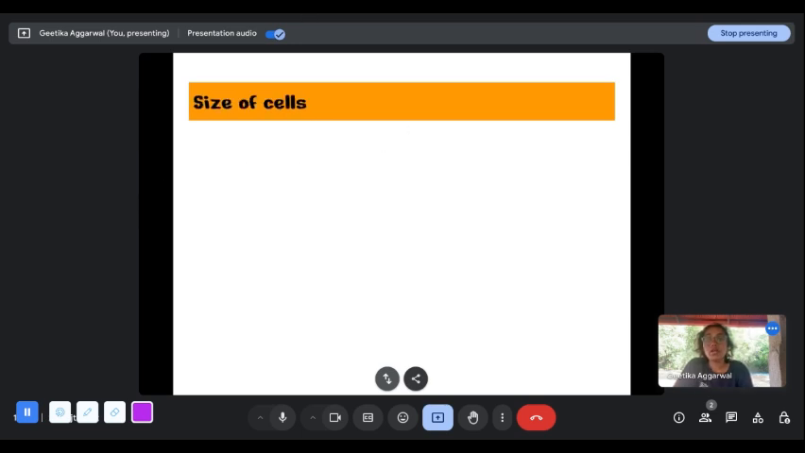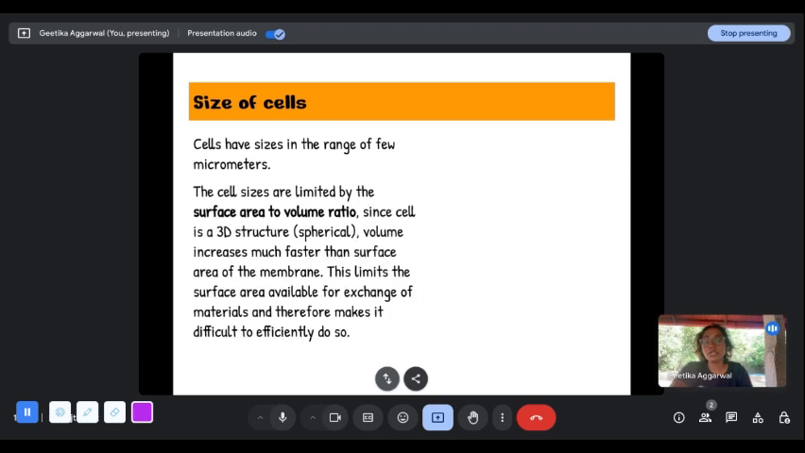Talking about the size of cells, what governs the size of a cell? Cells mostly have sizes in the range of a few micrometers. They don't grow very big. Bigger cells are like frog eggs or chicken eggs, which are a few hundred micrometers. Cell sizes are mostly limited by the surface area to volume ratio.